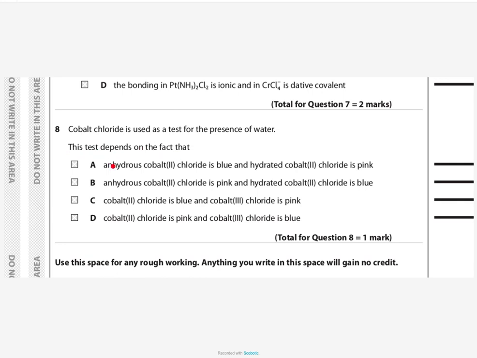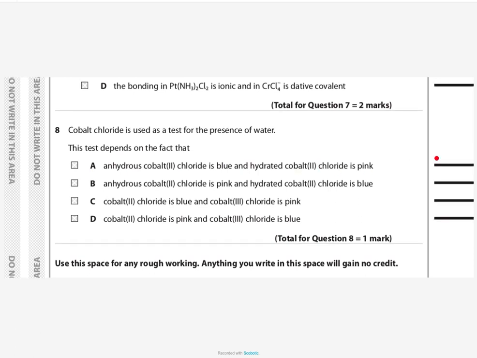This test depends on the fact that anhydrous cobalt(II) chloride is blue and hydrous cobalt chloride is pink. This is correct, yes. Let's analyze all. Anhydrous cobalt(II) chloride is pink. No, that is wrong. After water is absorbed, it turns pink. Cobalt(II) chloride is blue. Cobalt(III) chloride is pink. No, there's no change in the oxidation state. Water cannot oxidize 2+ to 3+ or reduce 3+ to 2+. No, that cannot happen.